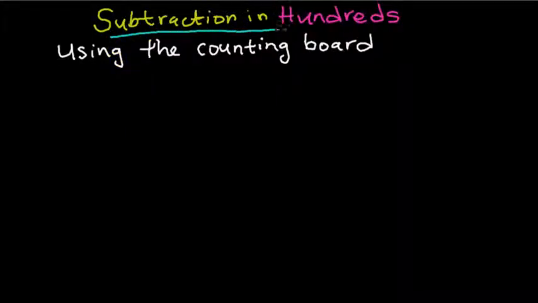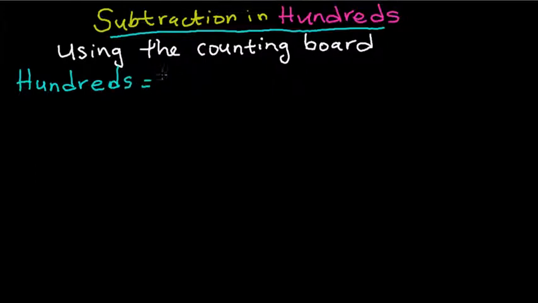Subtraction in hundreds using the counting board. Hundreds, as we know, includes numbers that range between 100 and 900. That is 100, 200.